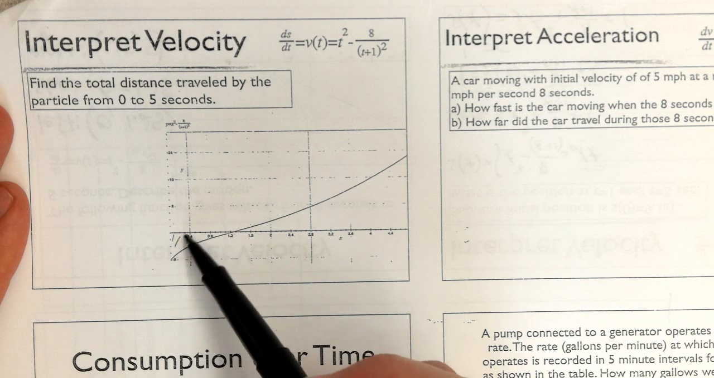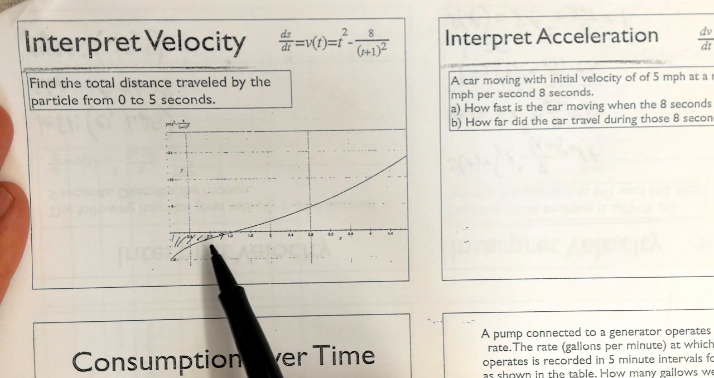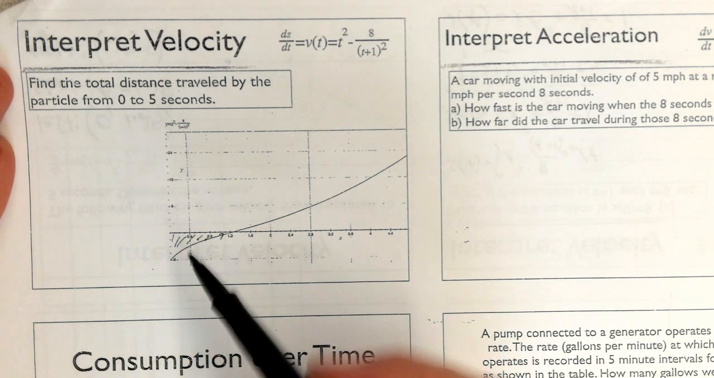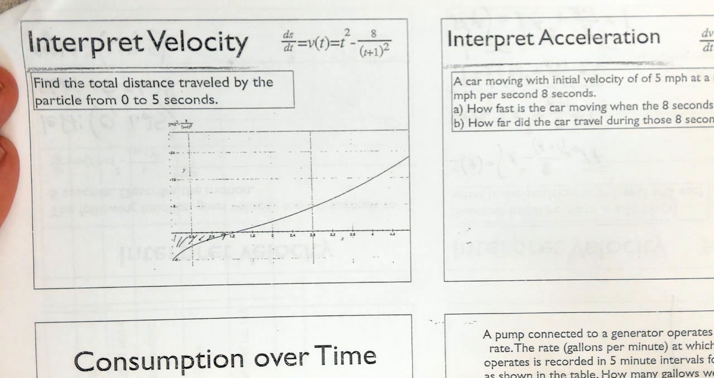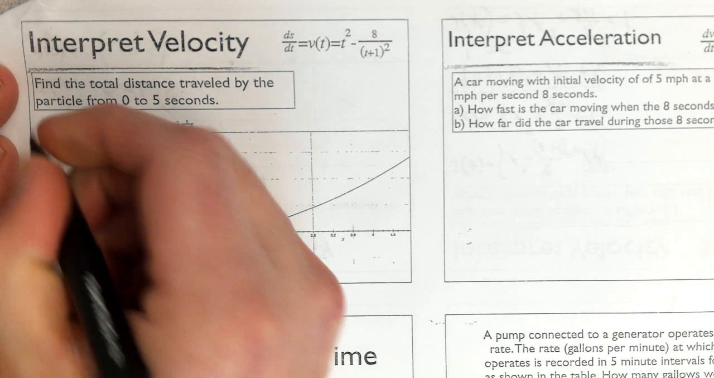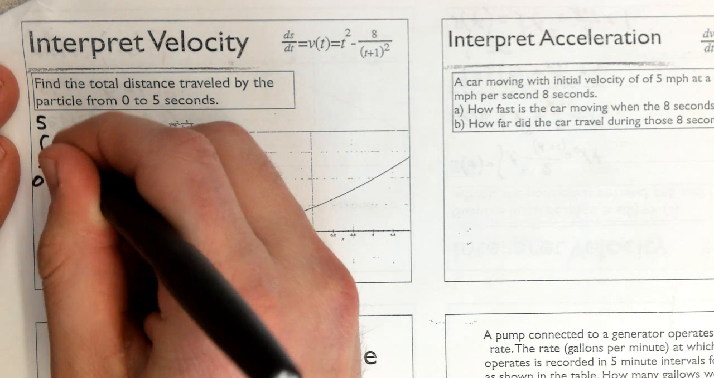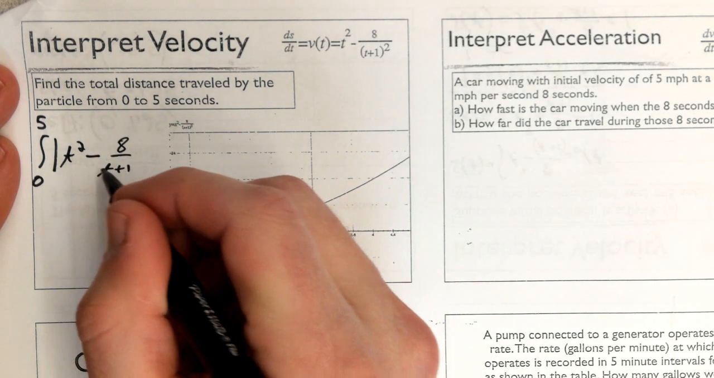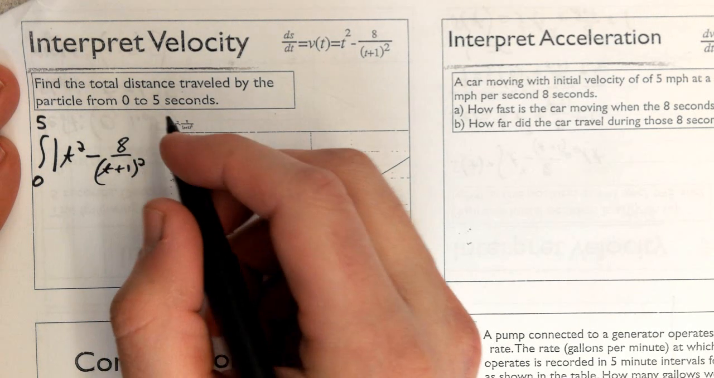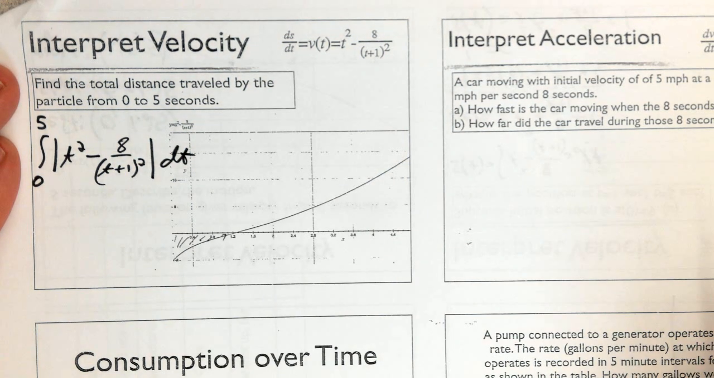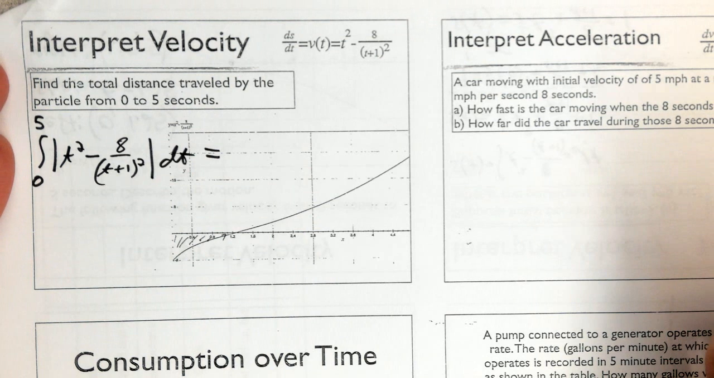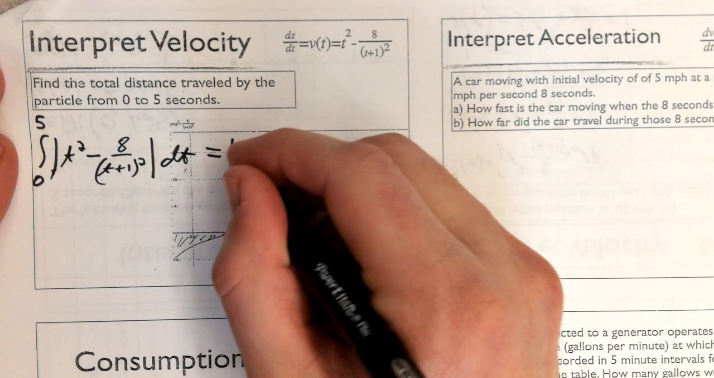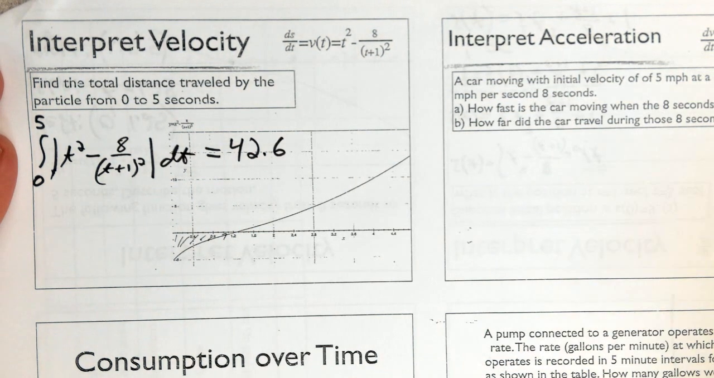So in other words, this area down here, which is going to be negative, we need to take the absolute value of the velocity function so that we can get that area to be positive, and therefore getting the total distance traveled. So we are just going to set up the integral from 0 to 5 of the absolute value of t squared minus 8 over t plus 1 squared dt. We don't have any techniques for anti-deriving absolute values of functions, so when you put that in your calculator, you get 42.6 is the total distance traveled, right?